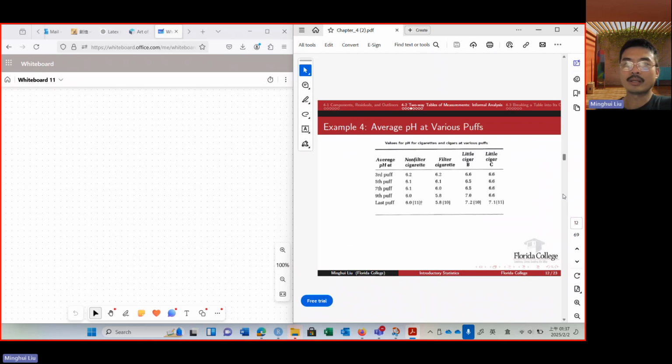All right, let's take a look at this table. In this table, we can look at the average pH value for different cigarettes and cigars and also the different puffs. Here you see the different columns represent different cigarettes or cigars, and the different rows represent the number of puffs. The third one, the fifth one, the seventh one, the ninth one, the last one. For some cigarettes or cigars the last can mean the 11th one, for some the 10th one.